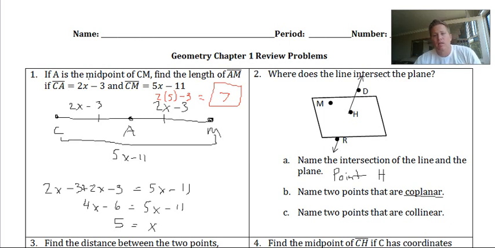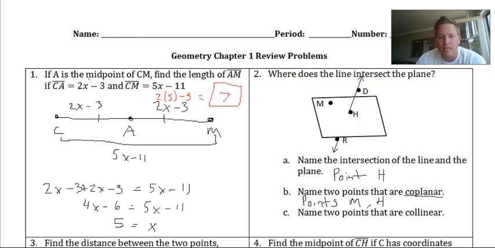Okay, so that was definitely in our flip book. So 2 points that are coplanar, and again, it wants to know points. So I'm going to say the points that we have right here, M is on the plane and H is on the plane as well. So I'm going to write points M and H that we have right there.